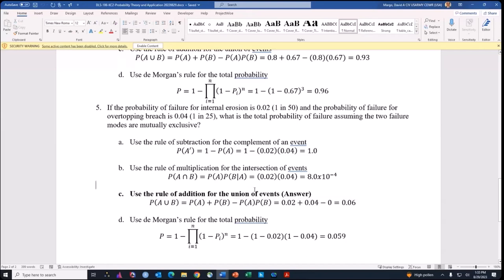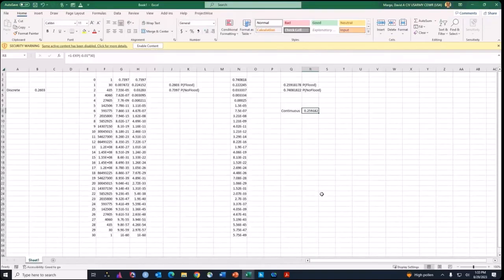Any comments, questions, concerns about the knowledge check? There was a comment in the chat about binomial versus Poisson.